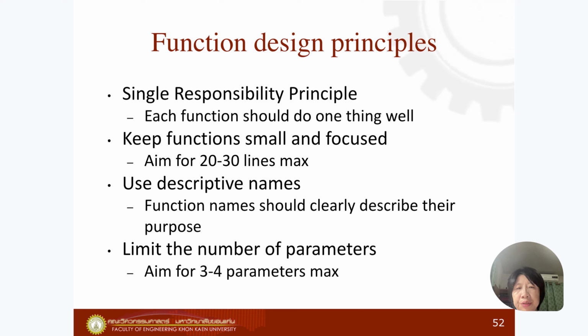And the second principle is that we should keep functions small and focused. There should be at most 30 lines in each function. And when we have function names, parameter names, they should be descriptive so that it will make the code more readable, more easily to understand. And we should limit the number of parameters, aim for 3 to 4 parameters max.